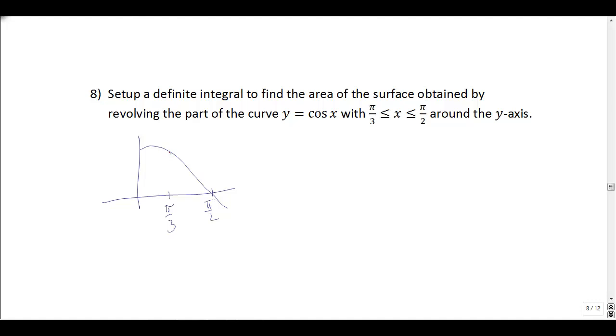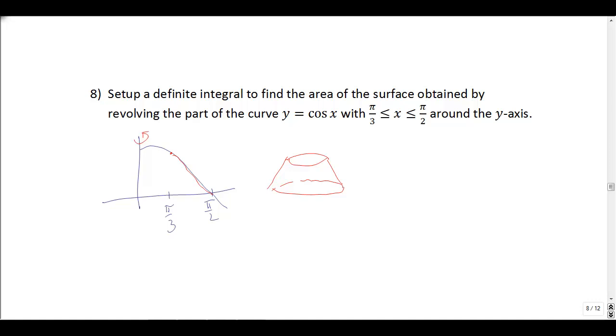And so what we're going to do is take the curve from here to there, and we're going to revolve around the y-axis. So you're going to take this curve, rotate around the y-axis. So you're going to get something that looks like this kind of shape here. And we're trying to find the surface area of that. Now this side will be curvy here.